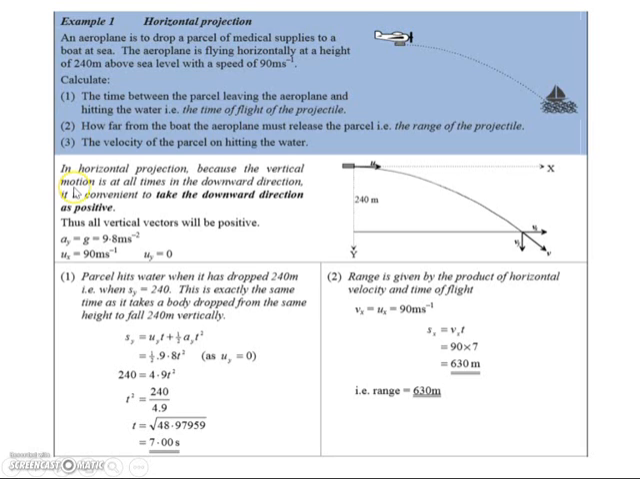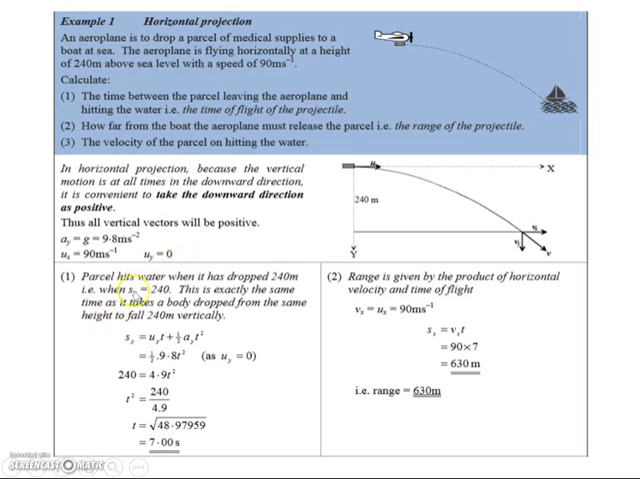Firstly, in horizontal projection, because the vertical motion is at all times in the downward direction, so we only have one part of the motion, we call that positive. So all the vectors will be positive. We have acceleration in the y, 9.8, and u in the x direction, so initial velocity in the x direction is its speed, so 90 meters per second, and u in the y direction is going to be 0 because all of that initial velocity was in the x direction.